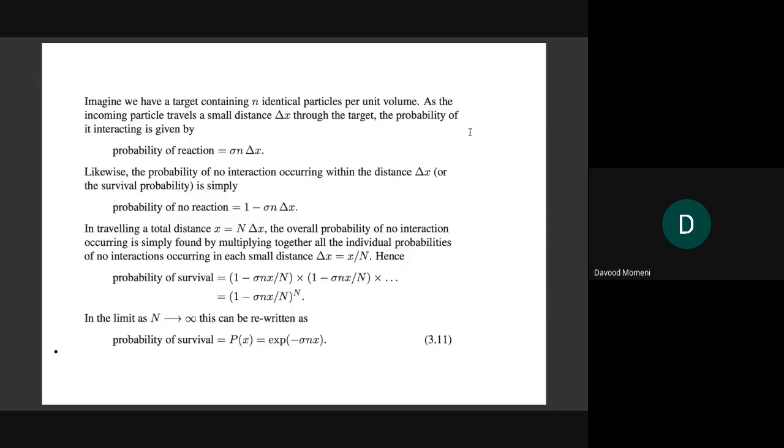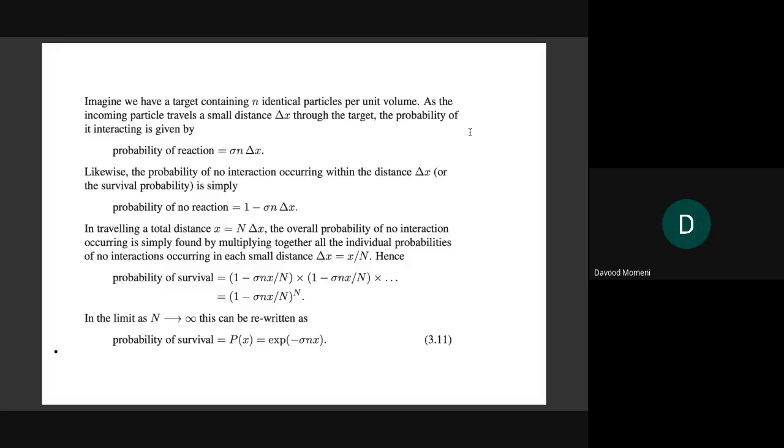So you have a sigma here. Sigma is the geometrical cross section. N is the number density of the particles in the targets. And delta x is the distance which is traveled by the particles before they attack the targets. So this is the probability of reaction.